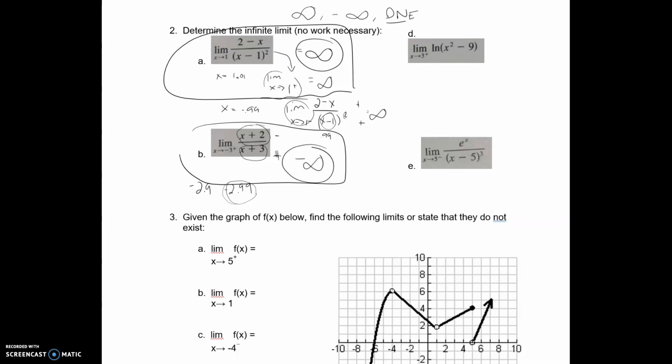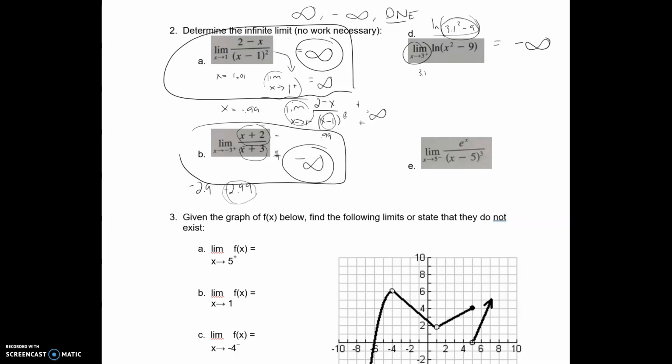Over here, 3 from the right, so pick something a little bit bigger than 3, 3.1. So if you square 3.1, subtract 9, that's a very small positive number, right? And as you take the limit, your whole log function is approaching 0, right? This gets really close to 0, and you know that as you come into 0 from the right, your function goes to negative infinity. Natural log function.